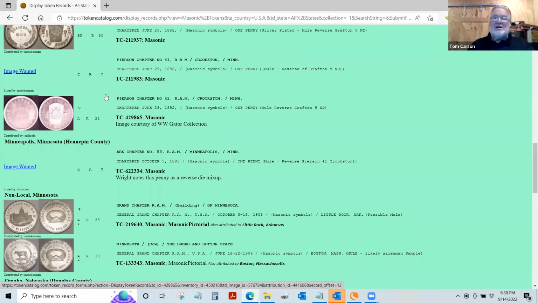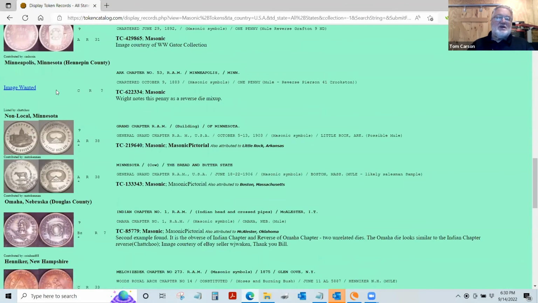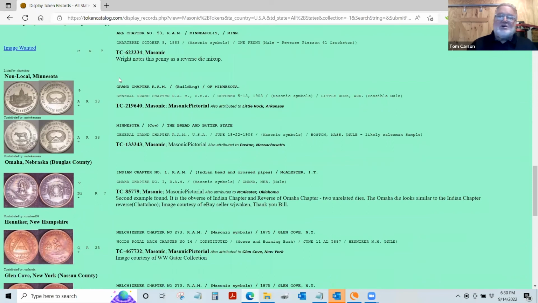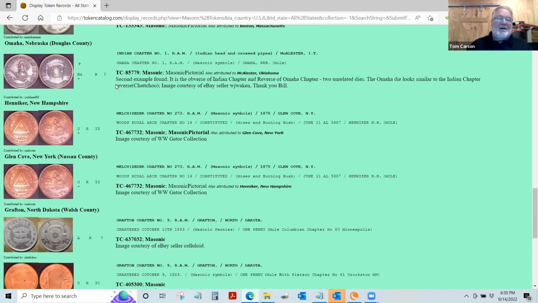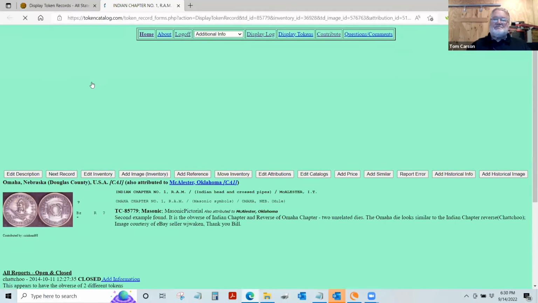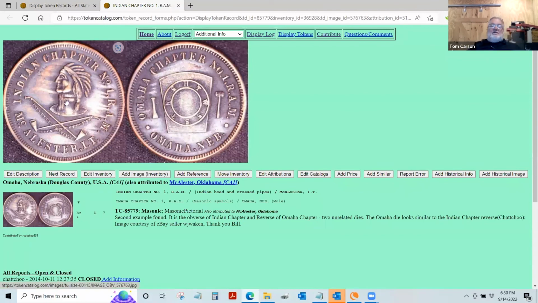And that was done in several different metals. We don't have an image of it, but the Art chapter out of Minneapolis comes with the reverse of the Pearson out of Crookston. Now, some of them, this one, Indian chapter number 1 out of McAllister, in this case, McAllister spelled right.